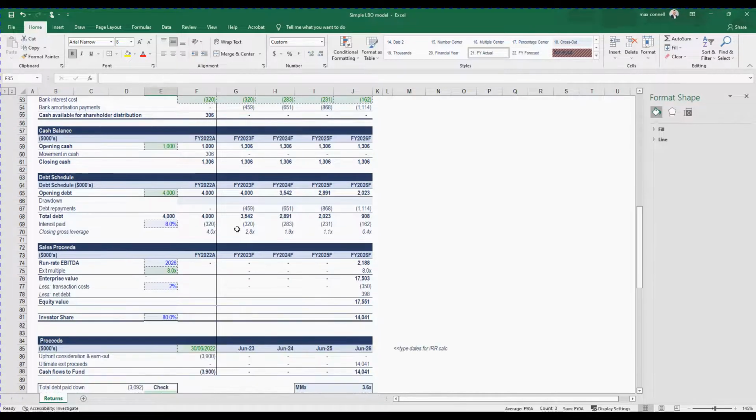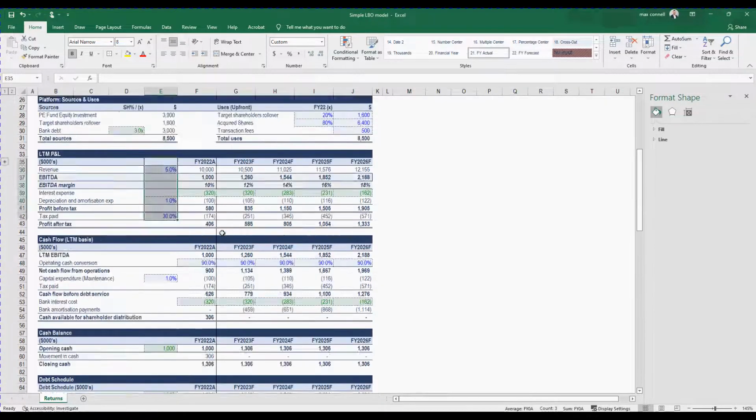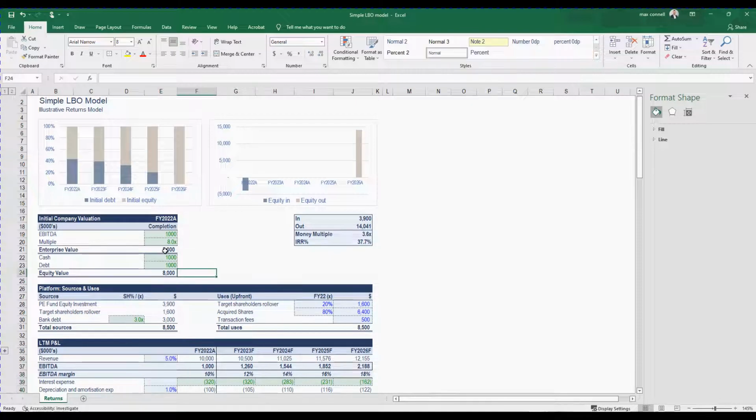And finally, bolt-on acquisitions is a major driver as well, which we haven't modeled in here, but you could do it in a very simple way by assuming certain assumptions around your multiple in and out as a result of it. And that's pretty much it for the key drivers.